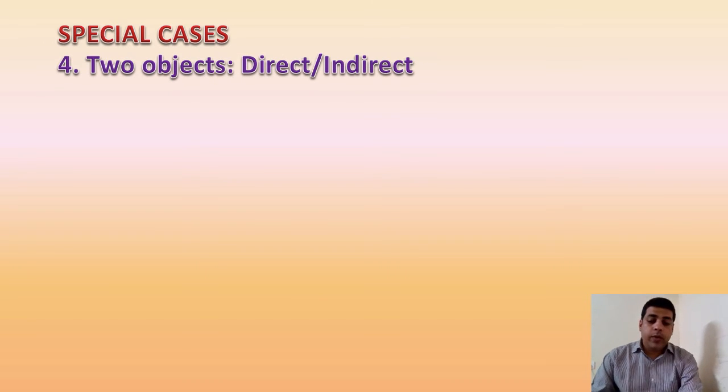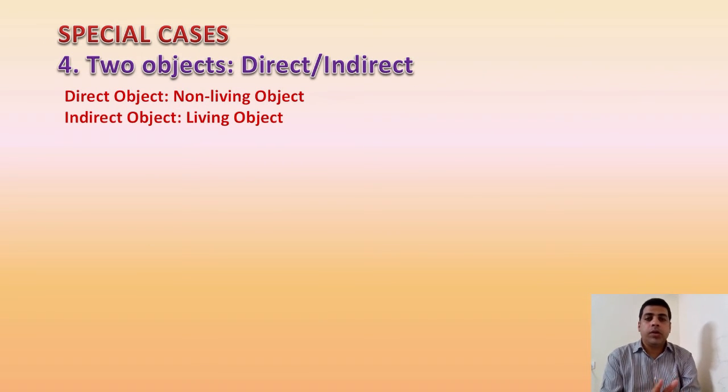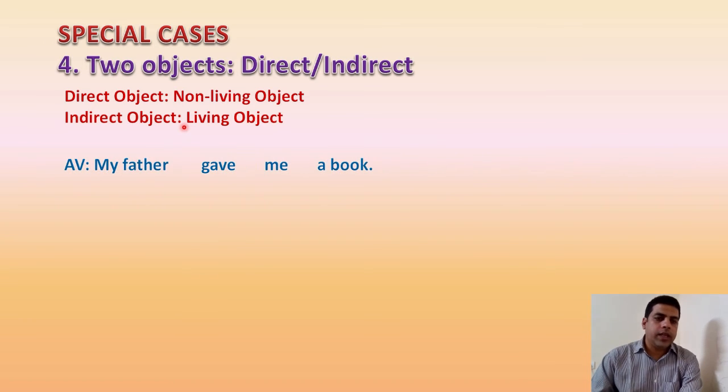Let's now look at the fourth special case in which we are going to have two objects. If we have two objects, one is called the direct object, the other the indirect object. The direct object is normally the non-living thing. The indirect object obviously will be the living thing. In that way, we can convert the passive voice in either way. We can convert it with the direct object as the subject, or we can also use the indirect object as the subject in the sentence.